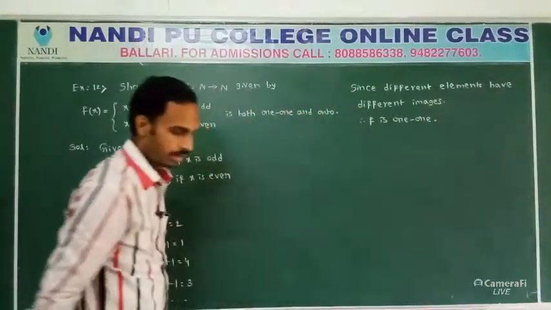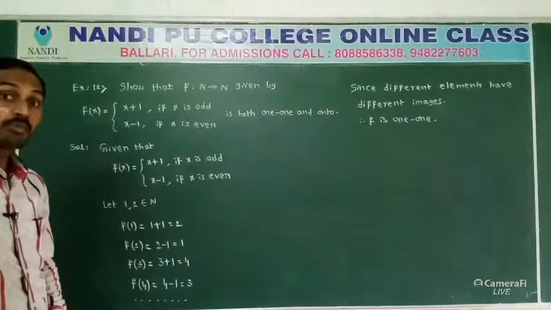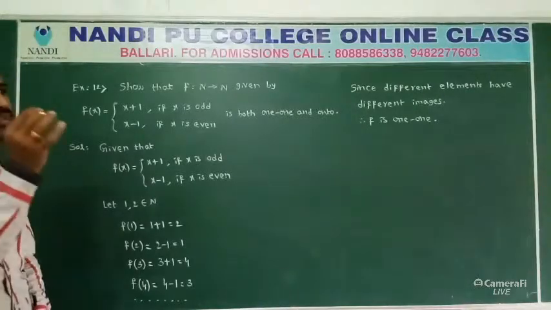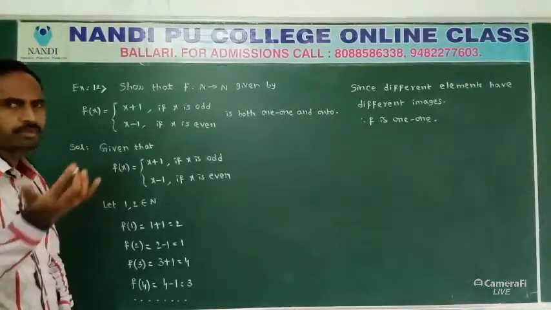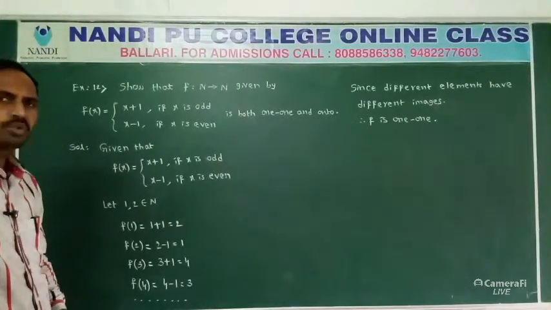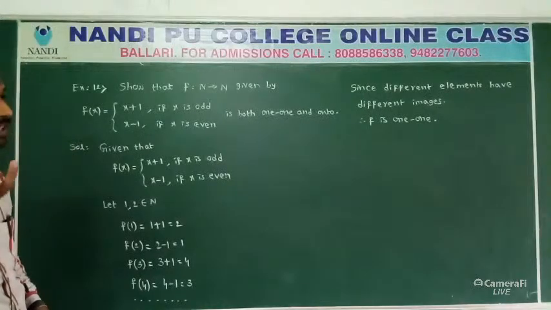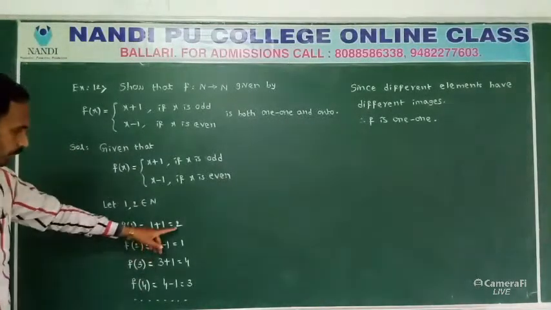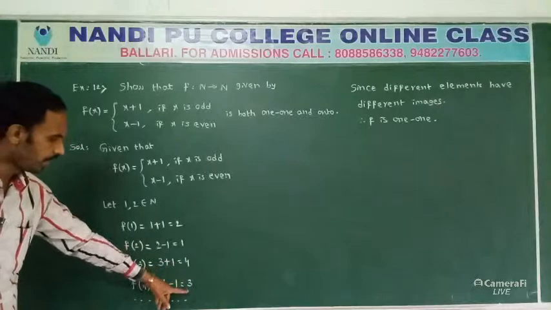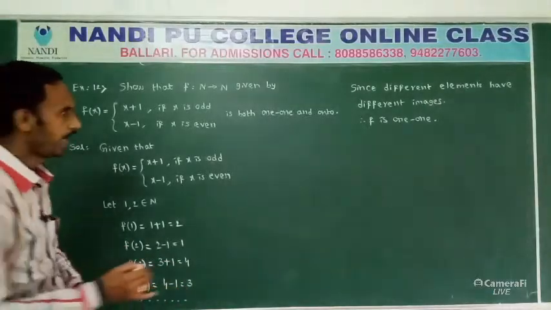Right. Now I am going to check whether f is onto or not. Onto function, so many ways are there. Range equal to codomain. What is range? Range means the set of images. What are the images? 2, 1, 4, 3, 5, 6 like that. So range of f.